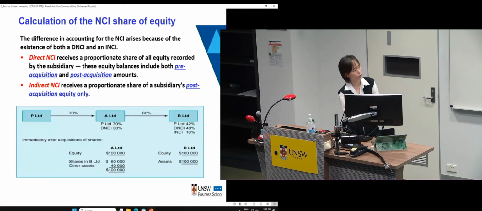Now, what about INCI? INCI does not receive any share of B's pre-acquisition equity because these two are represented by the same party. And this party already received a share of B's pre-acquisition equity balance by its share of A's net asset, okay?